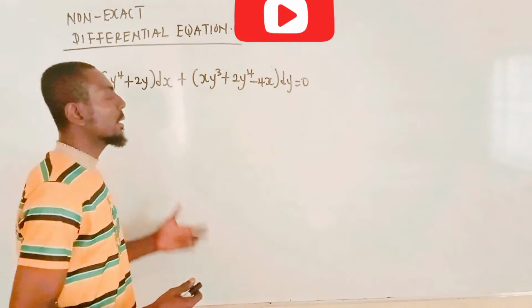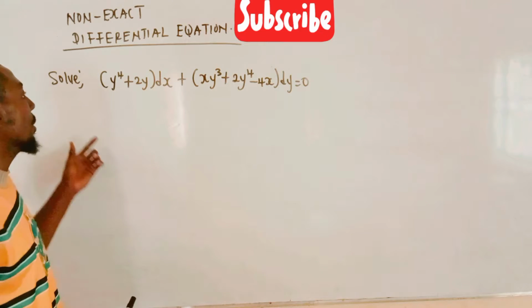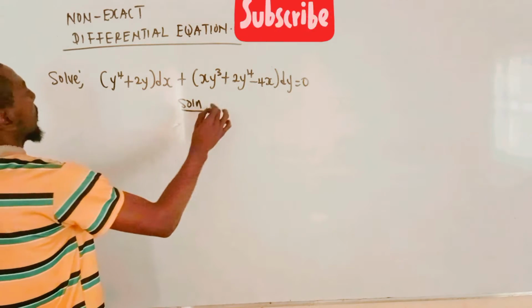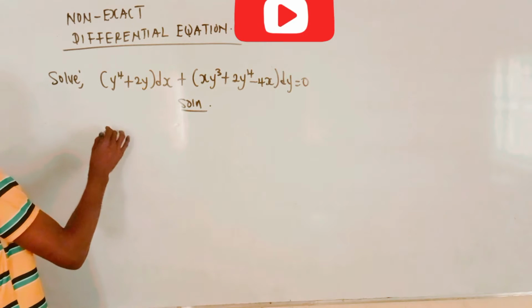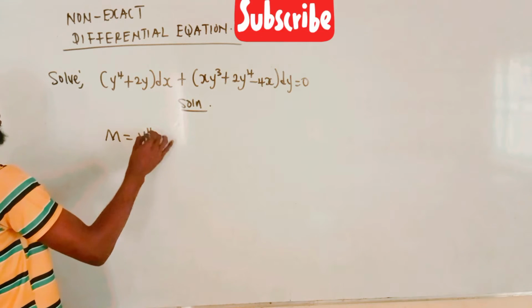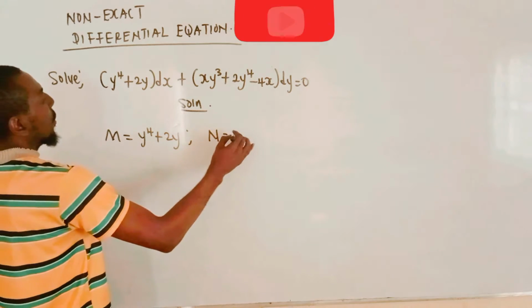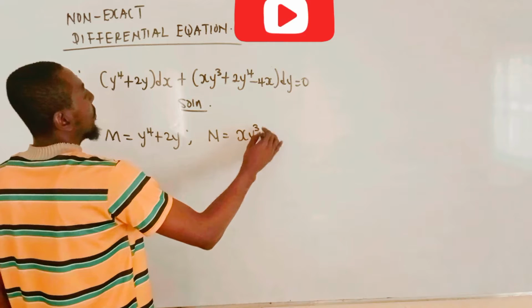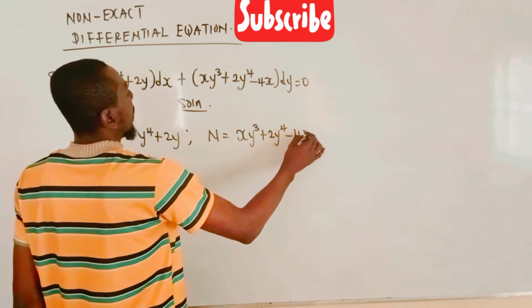Alright guys, this is the second example under non-exact differential equation. Of course, we have the solution. Let's see what we're going to have here. So M, as usual, is equal to y to the power 4 plus 2y, and our N is equal to xy³ plus 2y to the power 4 minus 4x.